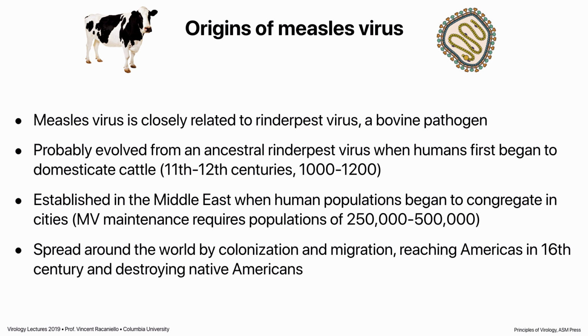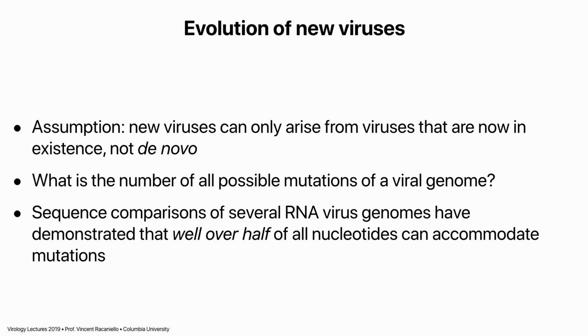And then the virus was established there in these large population centers, and then, of course, traveled around the world. As people began to travel, they took measles virus with them, and it reached the Americas in the 16th century. They had never seen it, and it destroyed Native Americans by being introduced because they had no immunity to it. So if I say all viruses in humans always come from animals, why couldn't they just arise de novo? Let's do an experiment that looks at that.